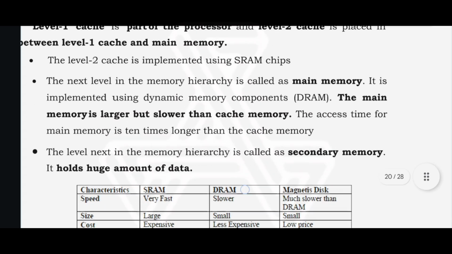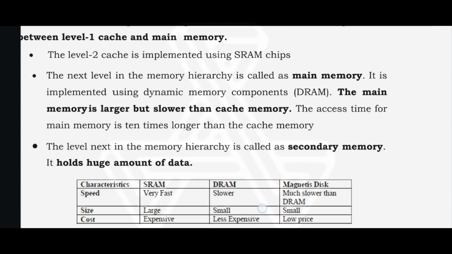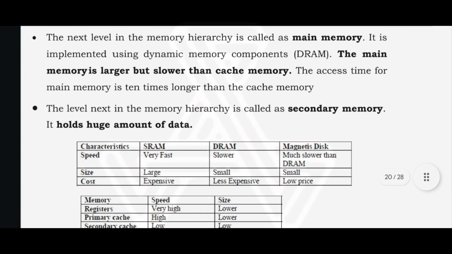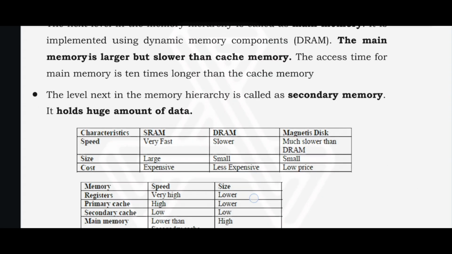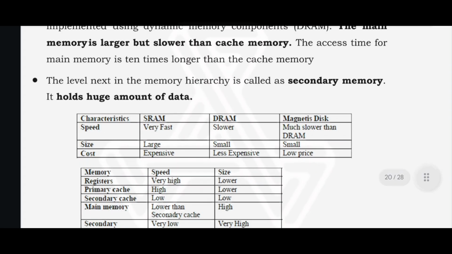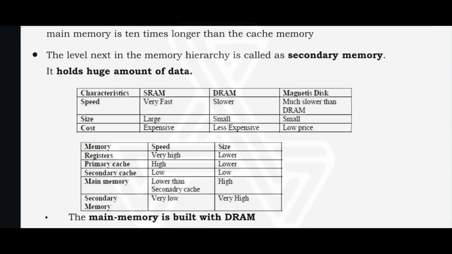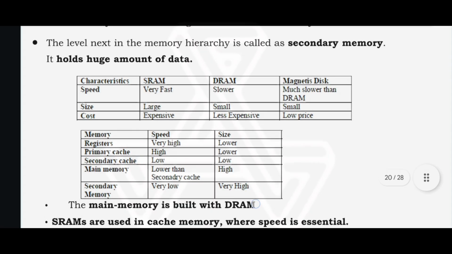The next level in the memory hierarchy is called main memory. It is implemented using dynamic memory components, DRAM. The main memory is larger but slower than cache memory. The access time for main memory is 10 times longer than that of the cache memory. The next level in the memory hierarchy is called secondary memory. It holds a huge amount of data.